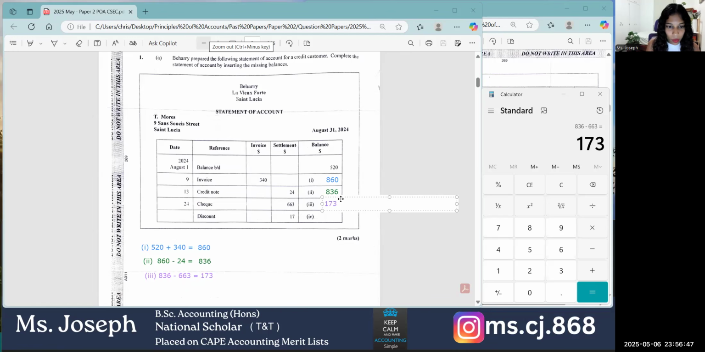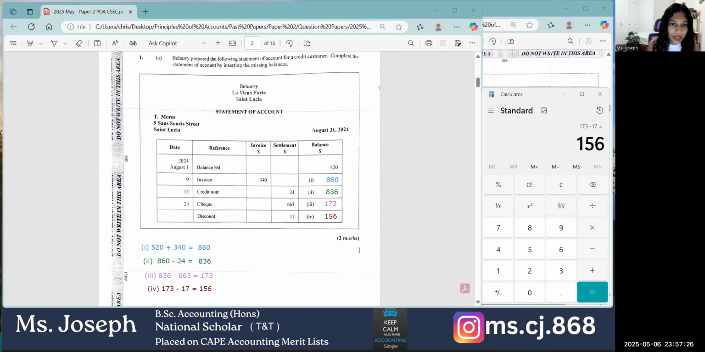Right, and the final one on the 24th as well, we had a discount. This will be a discount allowed to our customer. We're gonna take it away because he won't owe us that amount. Let's say 173 minus 17 should give us 156. Just double check on the calculator. 173 minus $17 equals 156. Balance that TMOS is going to have for us will be $156 at the end of August 2024.